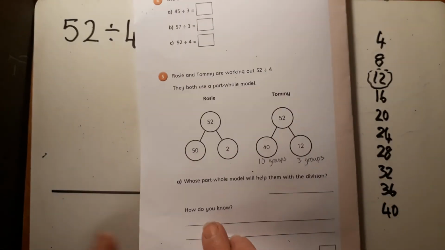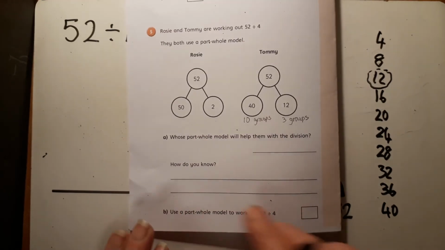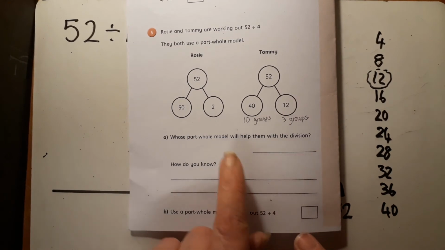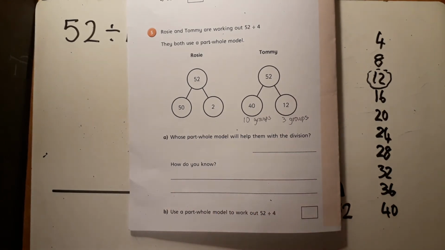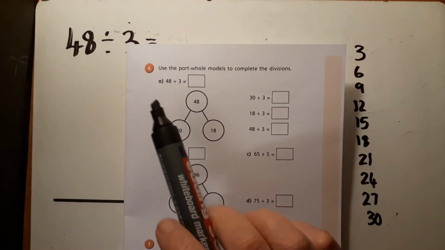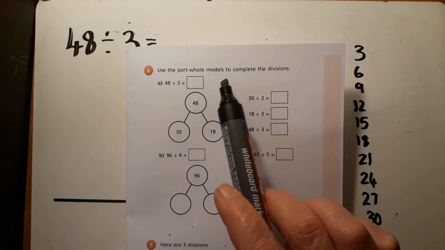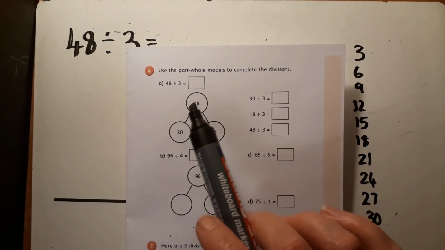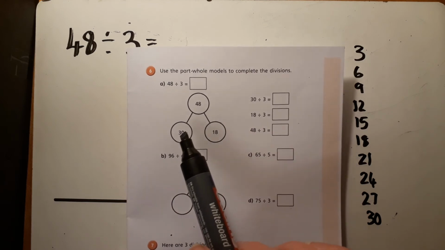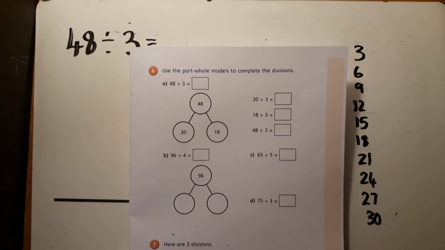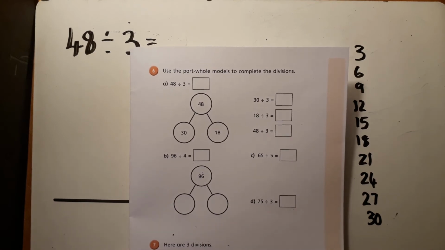I think you should be able to see what they're trying to show you, although I don't think it's as clear in a whole part model as it is on the number line. So number 6 says, use the part-whole models to complete the divisions. So what I suggest you do is you use the number line. Okay, so I'll show you 48 divided by 3.